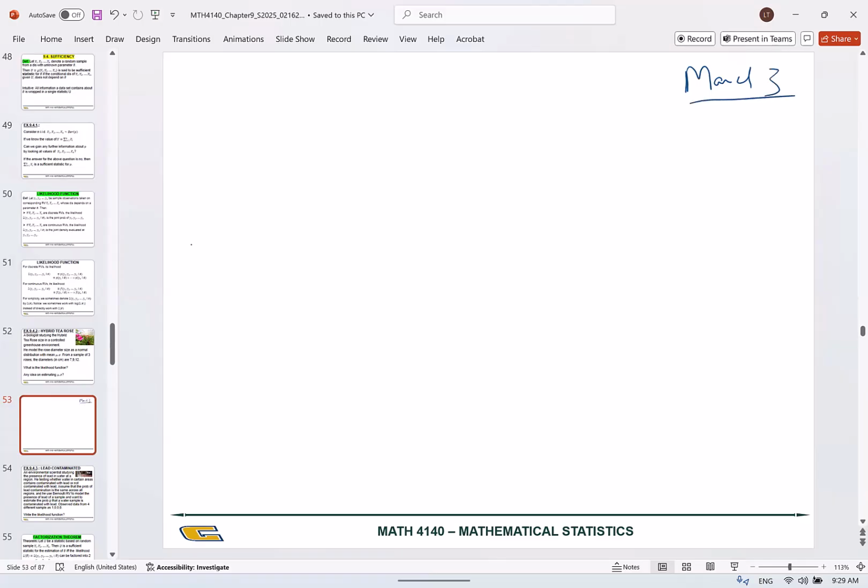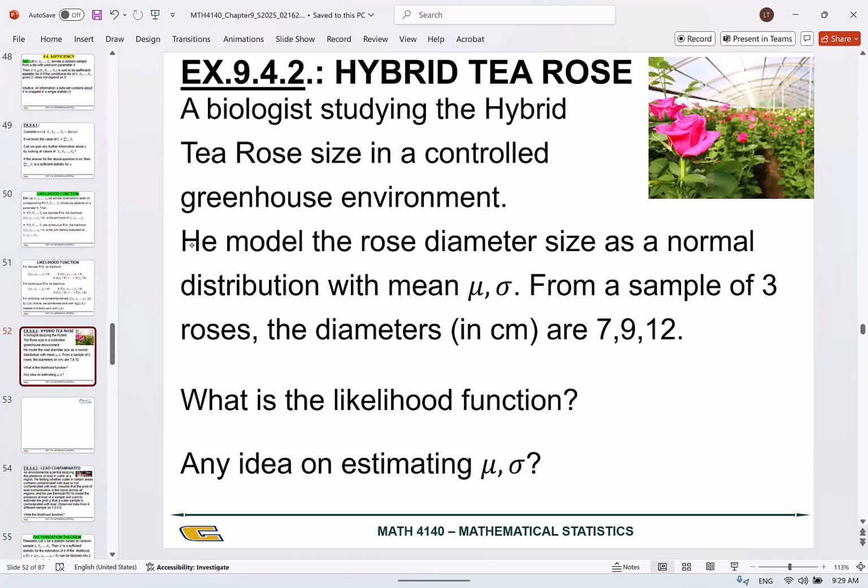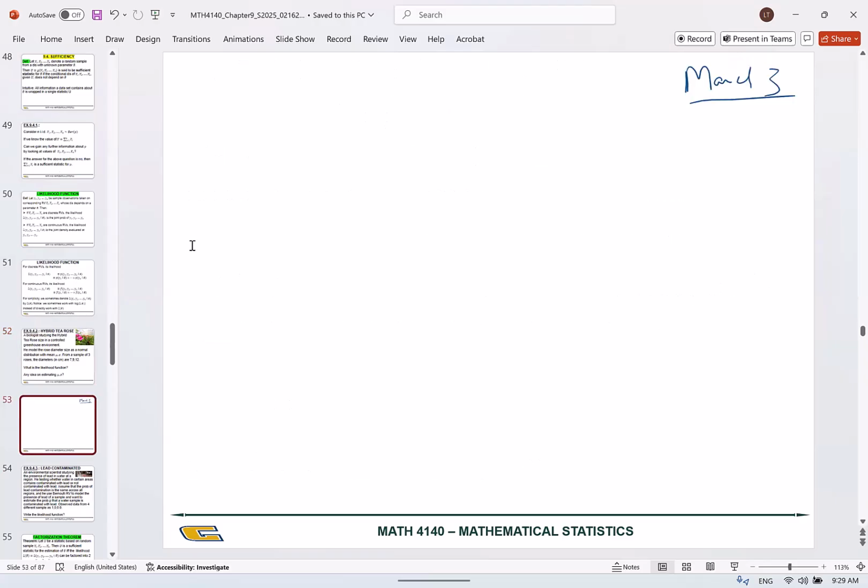So here you should notice that he tried to model the rose's diameter size as a normal distribution with mean mu and standard deviation sigma. Basically the diameters, maybe we call them y1, y2, y3, should be IID. We always model by IID. The y follows a normal with mean mu and standard deviation sigma.